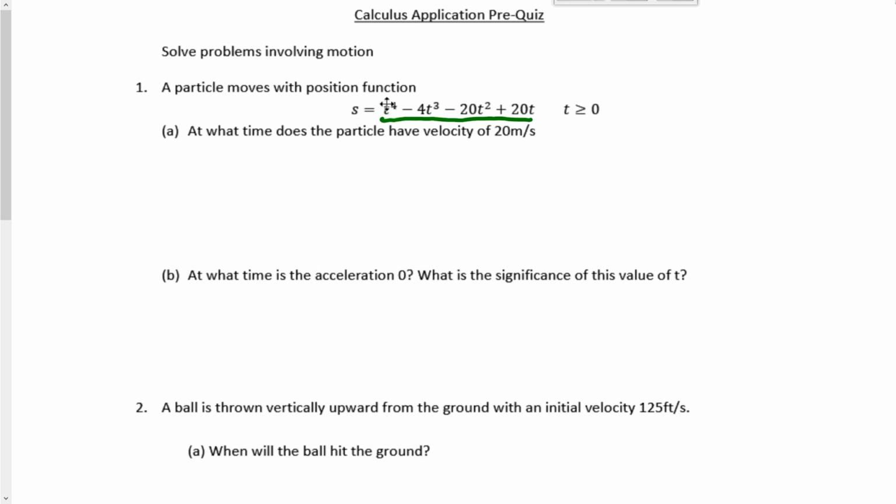If it's positive, say that's moving to the right. If it's negative, it's moving to the left. So we want to figure out at what time the particle has a velocity of 20. Well, if we have the position function, usually labeled s of t, then if I take the derivative of that, that will give me my velocity. So go ahead and take the derivative of that.